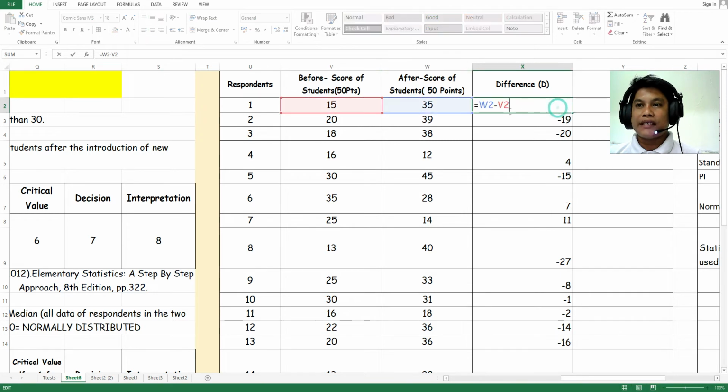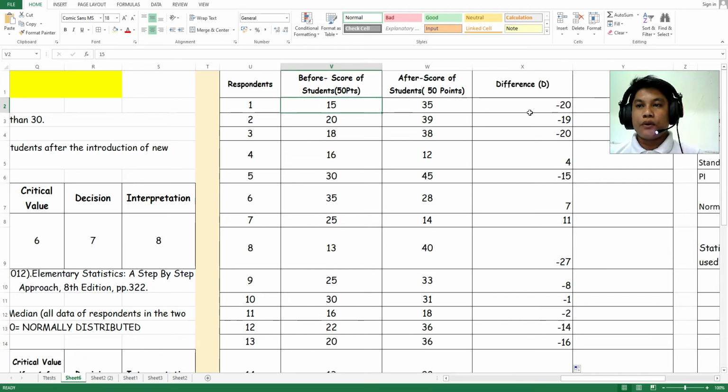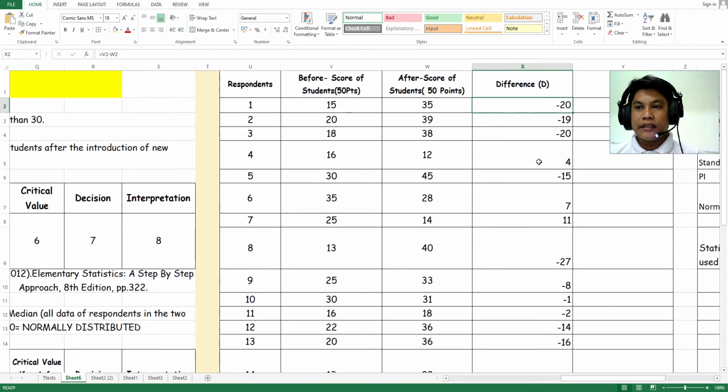So if you notice in the formula, you subtract 15 minus 35. So the answer is in here. We have to do the opposite. So equals 15 minus 35. So it's -20. So it's -20, meaning there is a significant increase. I mean, there is an increase of score from 15 to 35. So 20 points. Okay, so that's the change.